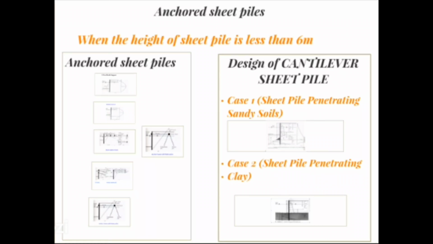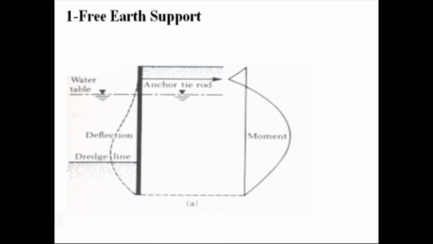But what does an anchor sheet pile look like, and what are the designs of cantilever sheet piles? First, we have the free earth support method. This method is based on the assumption that the soil into which the lower end of the piling is driven is incapable of producing effective restraint from passive pressure to the extent necessary to induce negative bending moments.